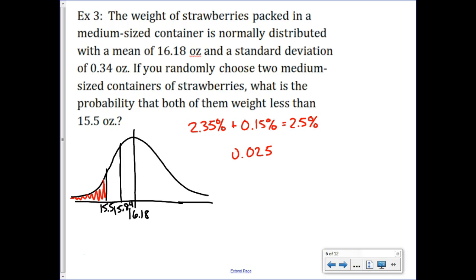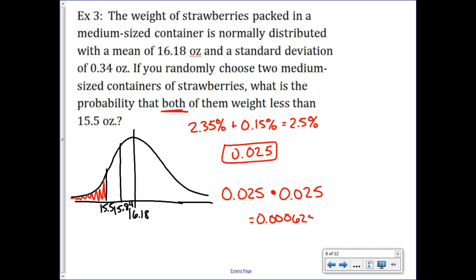So if I want both of them to weigh less than 15.5 ounces, the probability of one of them is 0.025. So I want the first one to weigh that, and I'm going to put it times since I'm saying "and," the second one to weigh that. So then I get 0.000625, or about 0.0625%. So there's a very small chance that that will happen.